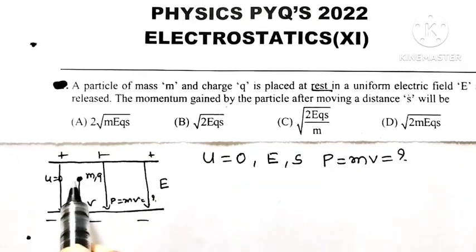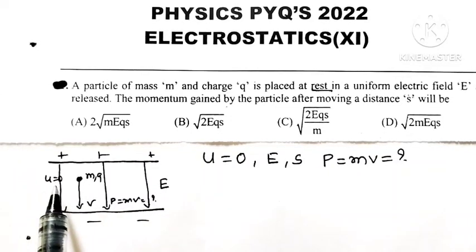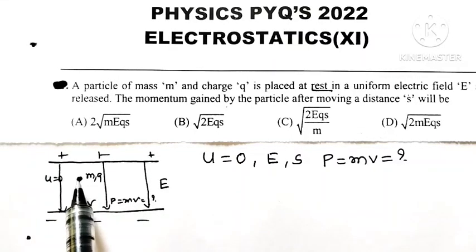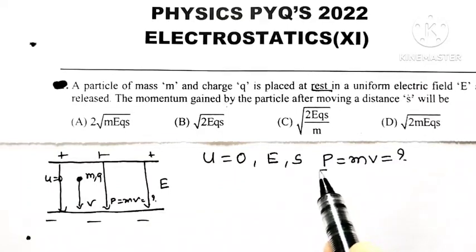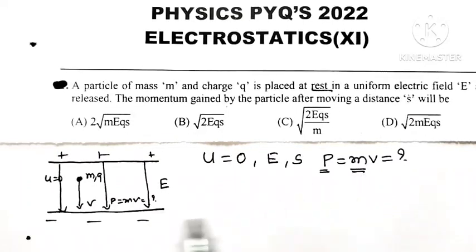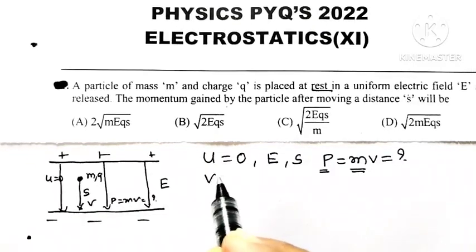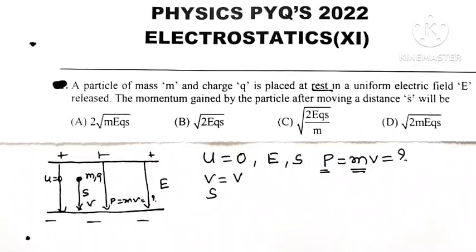Now in this uniform electric field, a charge q of mass m is initially kept stationary, meaning u is equal to 0. As soon as we release that charge, it starts moving, meaning its velocity goes on changing, and suppose v is the velocity gained by that charged particle. Then the momentum of the particle is p equal to m into v, where v is the final velocity of the particle after travelling a distance s.